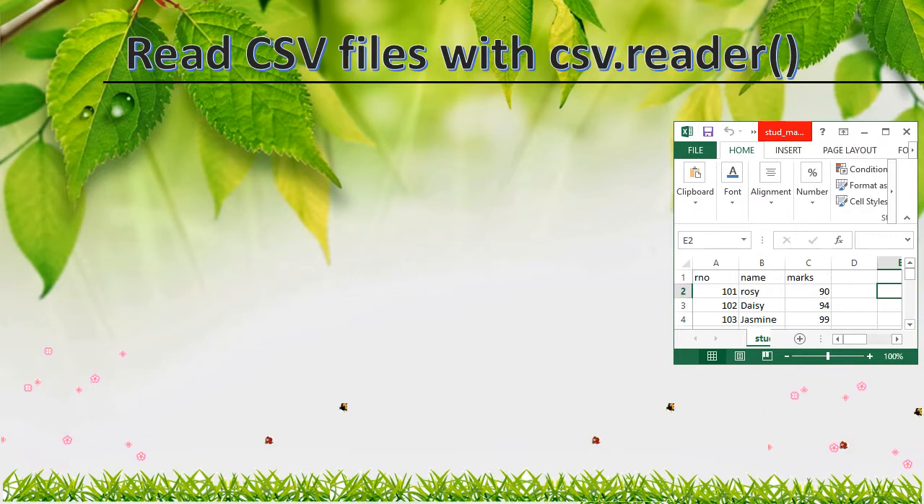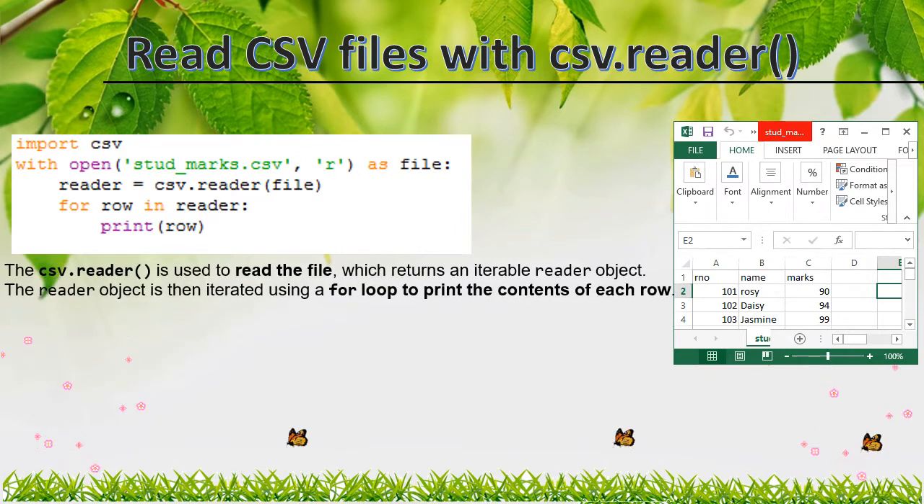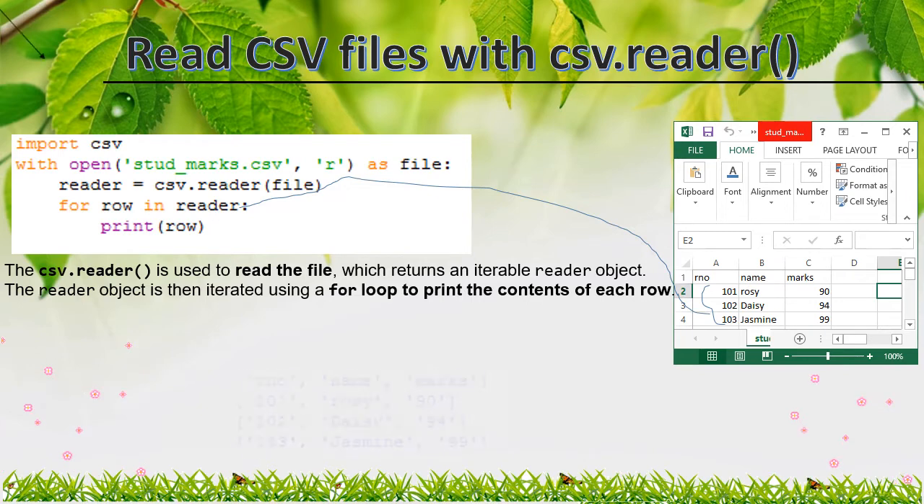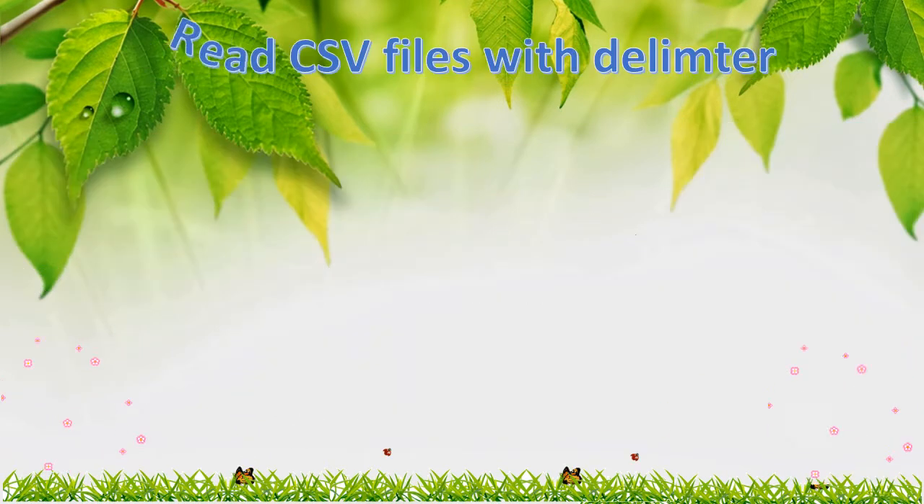And next we are going to see how to read data from the CSV file. So this is the student master CSV file. I open the file in read mode, and I'm creating the reader object through the csv.reader function. The reader object holds all the data, all the rows. So it will be iterated by the for loop one by one. Everything will be displayed.